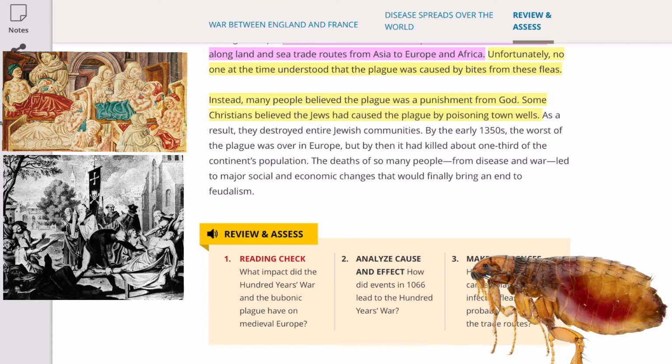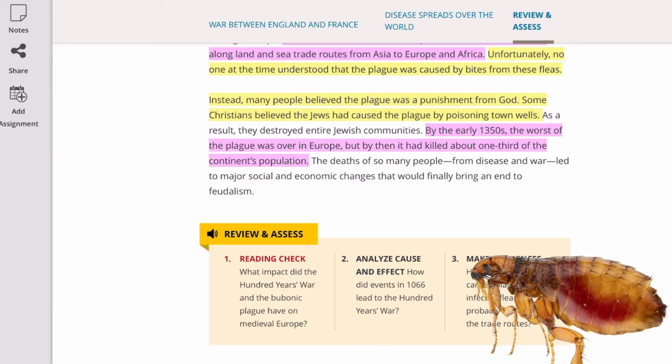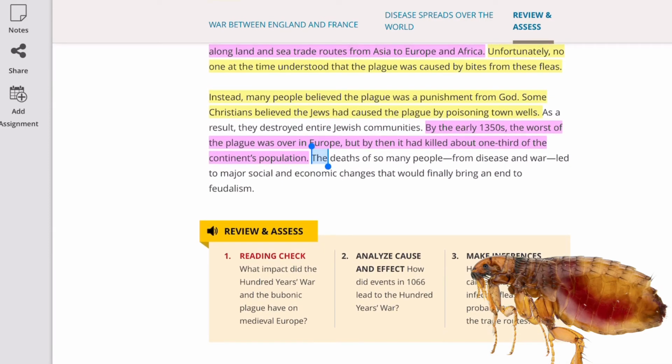The deaths of so many people from disease and war led to major social and economic changes that would finally bring an end to feudalism. So for better or for worse, war and disease changed Europe and the rest of the world.